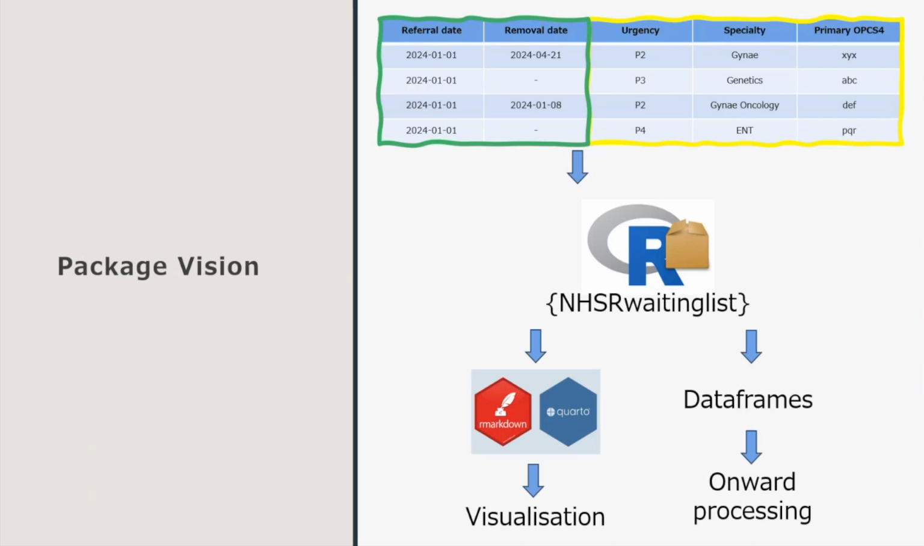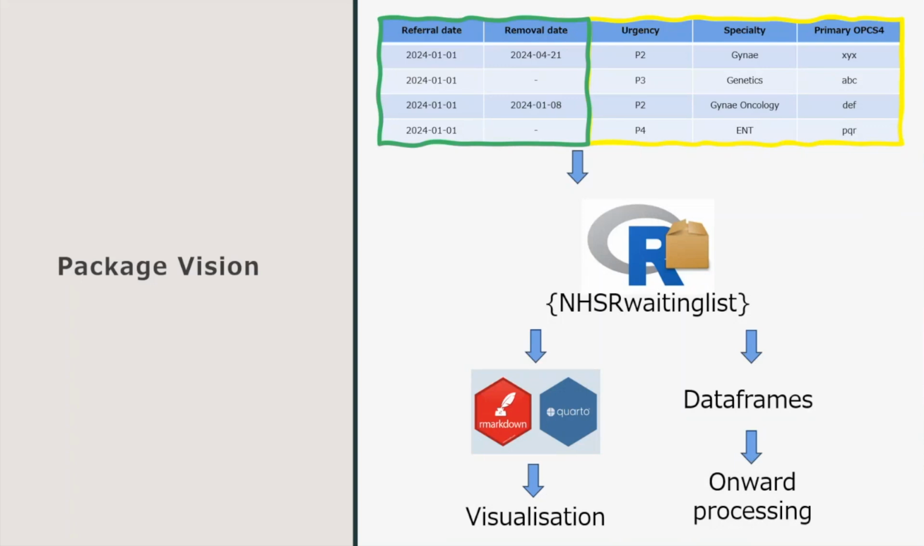In terms of the vision for the package, this is a little bit of an overview of what the package does. So it runs from top to bottom. You can see there at the top of the screen in the green box, that's basically the minimal data set that the package needs. As Neil's just explained, really all we need to know to compute this information is a list of referral dates and a list of removal dates. So that little data frame up in the top left-hand corner there represents a waiting list of four people. Two of the people have got a removal date, so they're no longer on a waiting list, they've been processed. But two of them don't have a removal date yet, and so they are still on the waiting list.